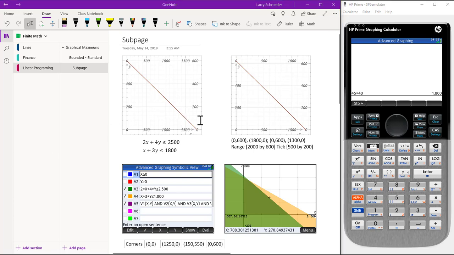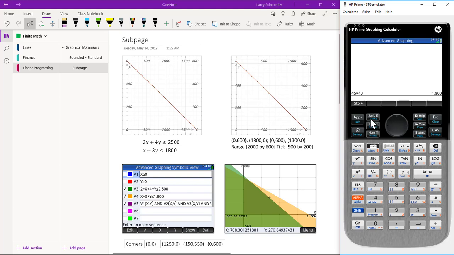From the first graph, we see that 0 to 600 and 1800 pretty much covers the range of the y and the x. And from the second graph, 0 to 600 and 1300 cover the range of the y and x of the graph. We look at the range then of both graphs together. We need 2000 by 600, and we need tick marks of scales on the x by 500 and the y by 200. Armed with this information, we will move over to our calculator and graph this function.